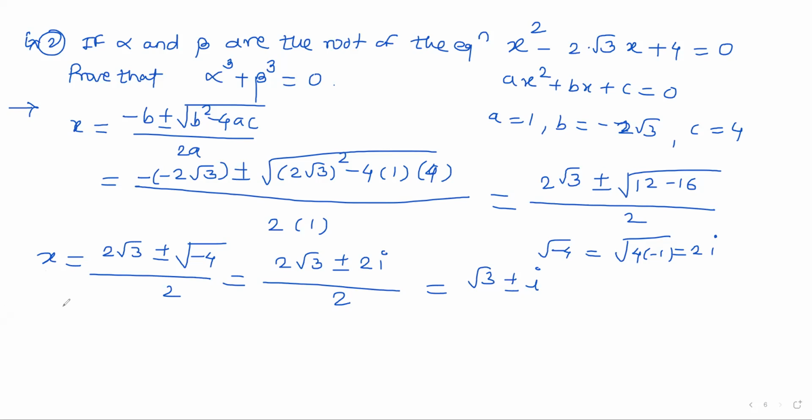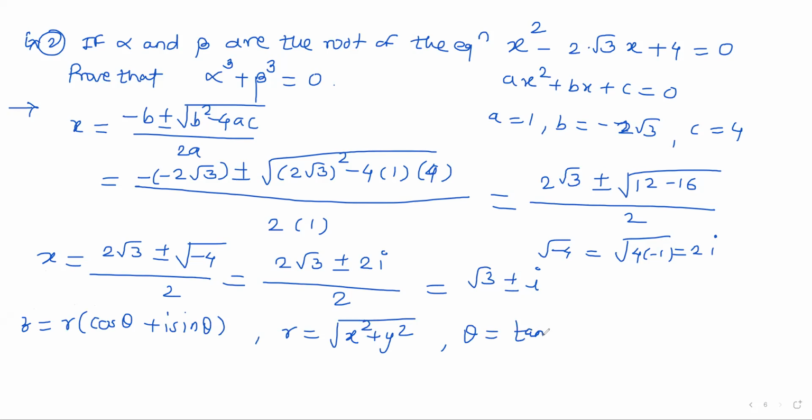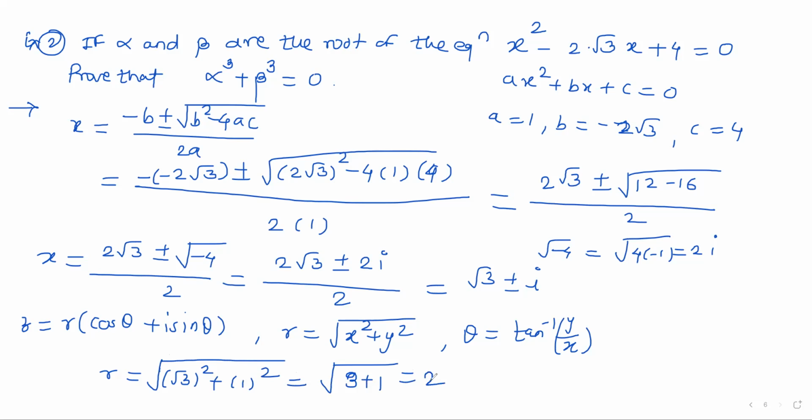So for that, we'll first write z is equal to r into cos theta plus i into sin theta, where r is under root x square plus y square, and theta is tan inverse of y upon x. So r is equal to under root, here x is root 3, its square, plus y is 1, so 1 square. Simplify this: under root 3 plus 1, that is root 4, that is 2. So r is 2. And what about theta? Theta is tan inverse of y upon x. Y is 1, x is root 3, so 1 upon root 3. Tan inverse of 1 upon root 3 is pi by 6.